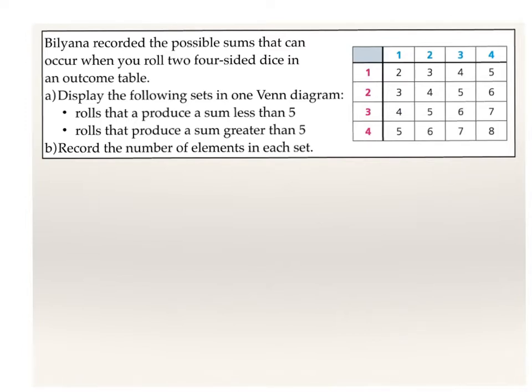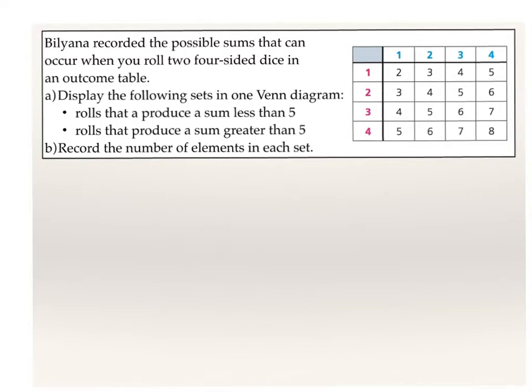Biljana recorded the possible sums that can occur when you roll 2 4-sided dice. You're actually going to have to draw these outcome tables a lot in the next couple of units, so it's good to see them. Imagine she rolled 1 blue die and 1 red die, and then the sums are in the middle. If she rolled a 1 and a 1, that's 2, right? You add them up.